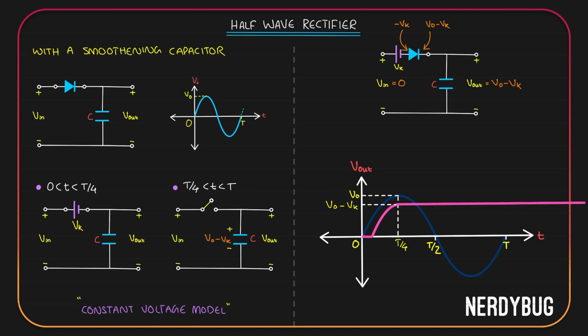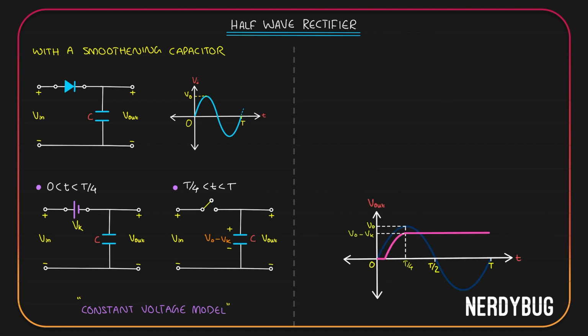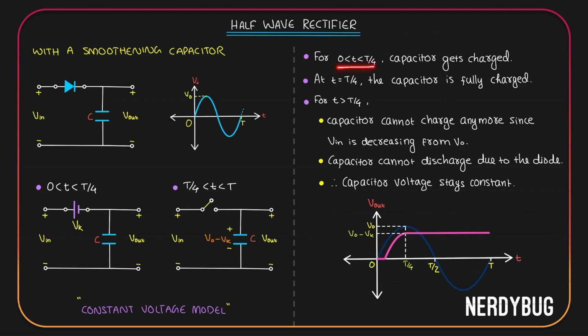Let's make some space to write down the entire thing. From 0 to T by 4, the capacitor gets charged. That is from here to here. At T equal to T by 4, the capacitor is fully charged. After T by 4, the capacitor cannot charge anymore because the input voltage is decreasing, conservation of energy. Also, the capacitor cannot discharge. Why? If it has to discharge, then the current has to flow from the N side of the diode to the P side, which is not possible. Therefore, the only option left for us is that the capacitor voltage stays constant. And that is exactly what happens.